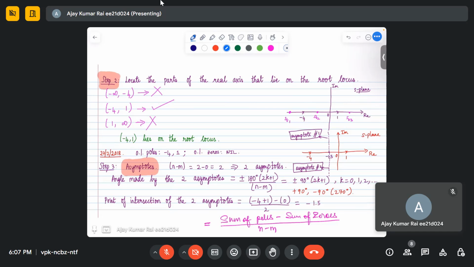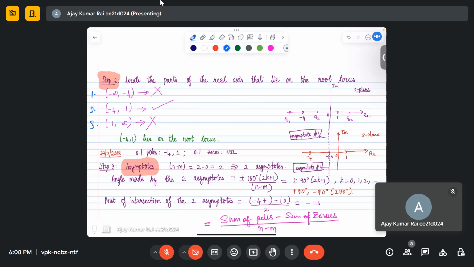So how to locate that? We'll take test points and see how many open loop zeros and poles are there on the right hand side. For this, they have taken 3 test points. For the first test point, if you see, there are two poles to its right. So in this first region, there is no root locus.